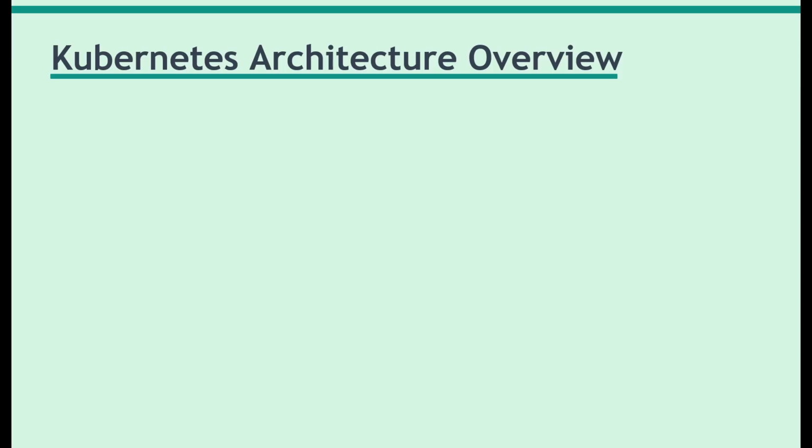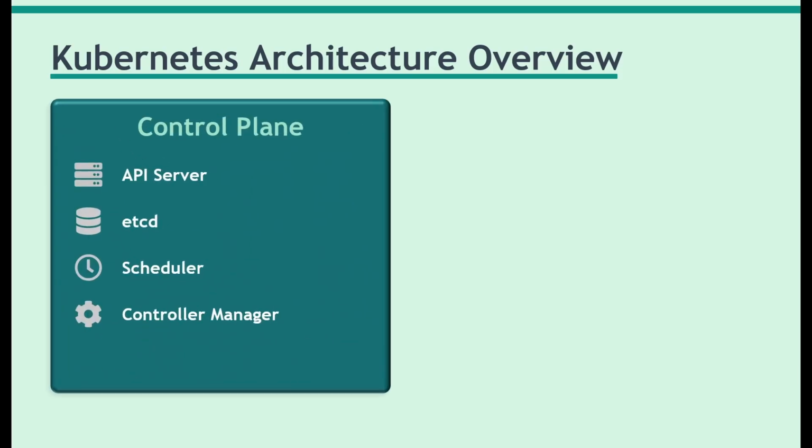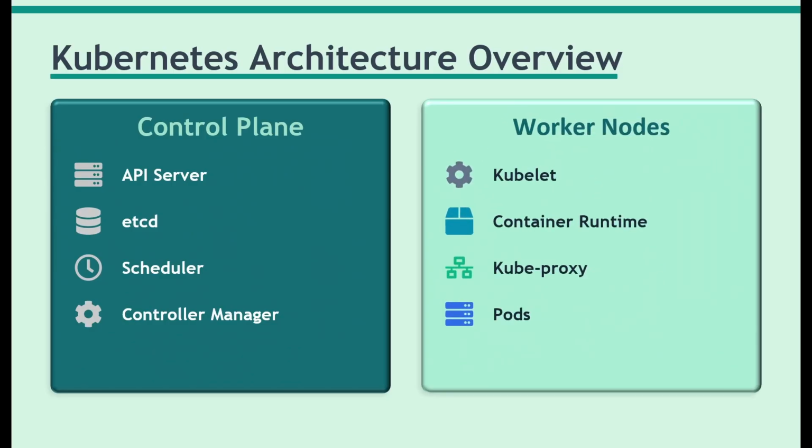Kubernetes architecture is broadly classified into two major parts. One is the control plane and the other is worker nodes. Now, the control plane is the brain or the decision maker of your Kubernetes cluster. It is also referred to as the master node. However, the word master node is deprecated, and even the Kubernetes documentation says control plane.